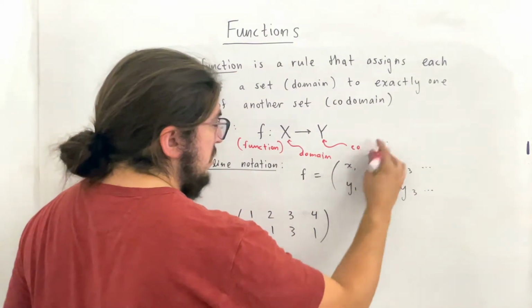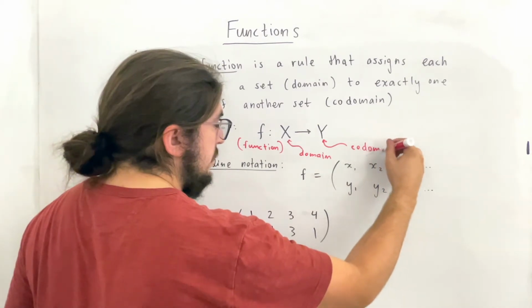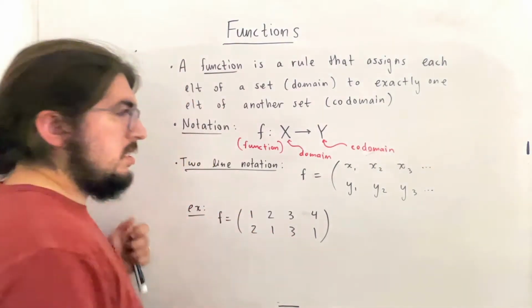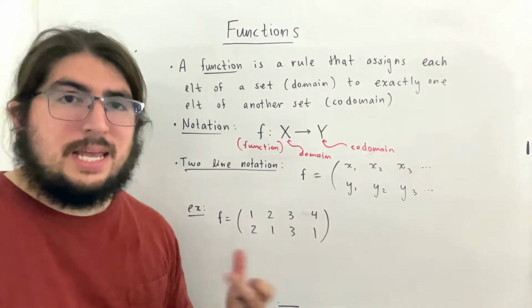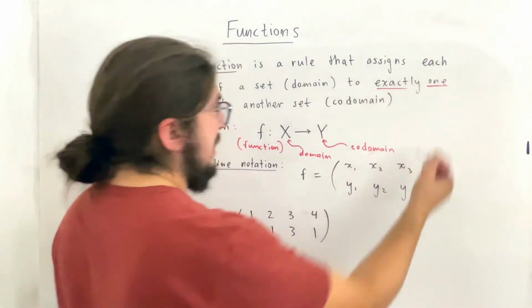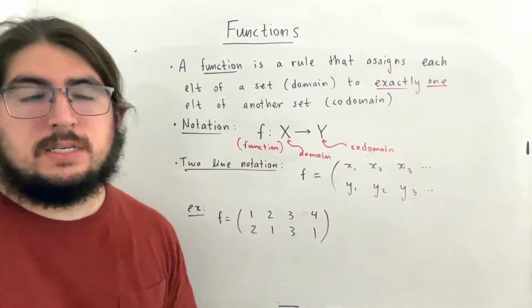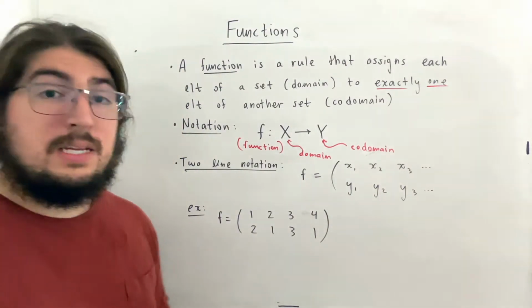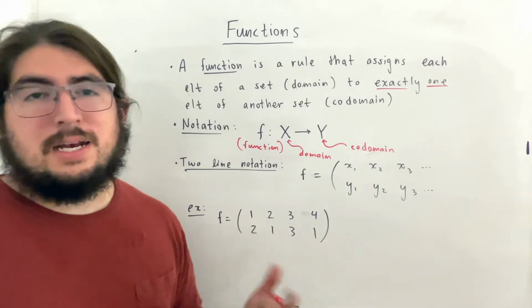So this is known as well-defined. Well-defined just means that it actually is a function. This "exactly one" idea is very important. If you have an element that goes to two separate elements, that's not a function.